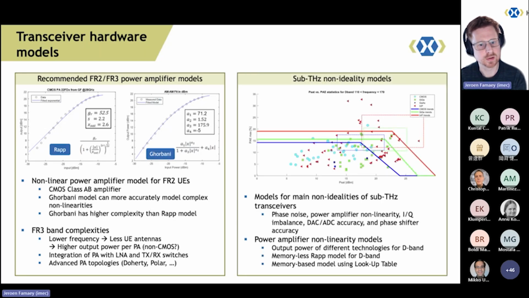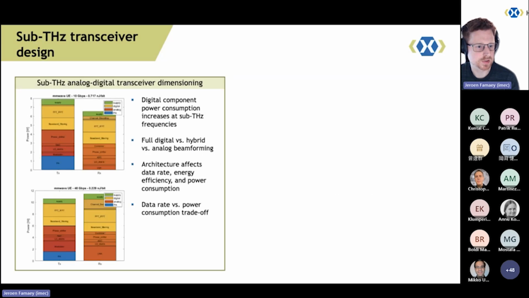And we also studied hardware non-idealities and created models for that for sub-terahertz band, which has some unique difficulties. We looked at non-idealities of different components, such as a power amplifier, nonlinearity, imbalance in IQ, digital analog and analog digital conversion accuracy, phase shifter accuracy, and we also studied phase noise. And specifically, we developed power amplifier models considering the nonlinearities in the D band, looking both at memoryless and memory-based models.